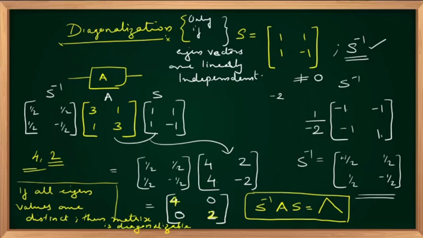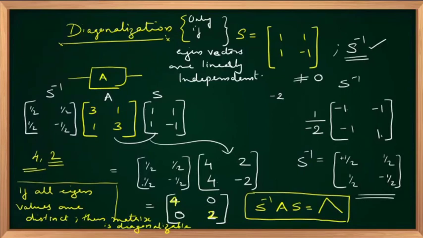That is, if all eigenvalues are distinct, then the matrix is definitely diagonalizable. That does not mean that if a matrix is diagonalizable, all eigenvalues are distinct. That's not correct. If a matrix is diagonalizable, eigenvalues can be either distinct or repeating. But if the eigenvalues are distinct, this statement is correct. I hope the converse and direct statements are clear to you. Is it clear? If it is clear, I can proceed to the next point.